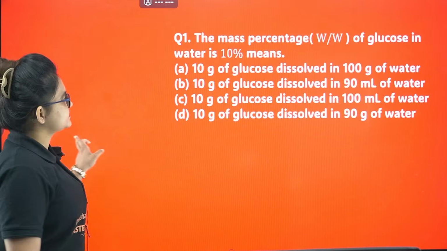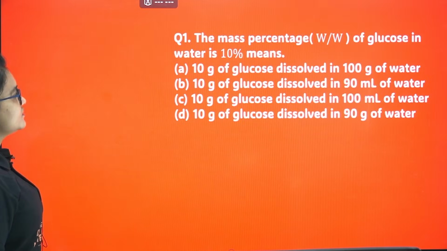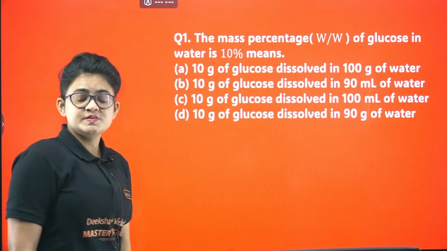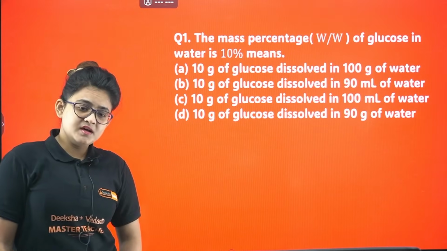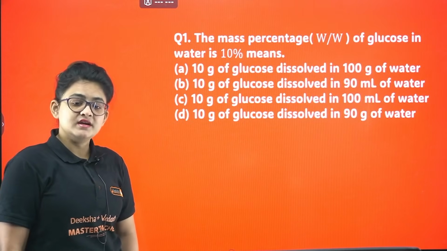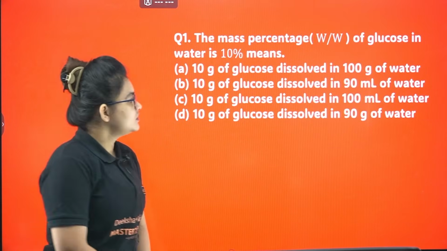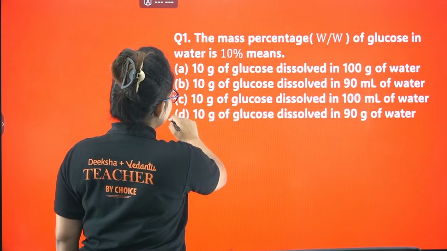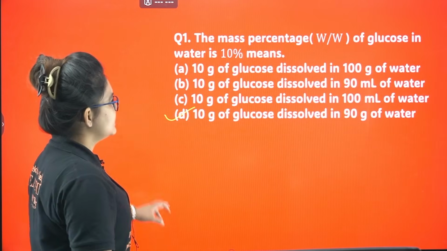Let's proceed. The mass percentage of glucose in water is 10%. It means 10 gram of glucose is present in 100 gram of solution. 100 gram of solution means what is the amount of solvent then? 100 minus 10, that is 90 gram. So 10 gram of glucose is dissolved in 90 gram of water. Option D is the correct one.